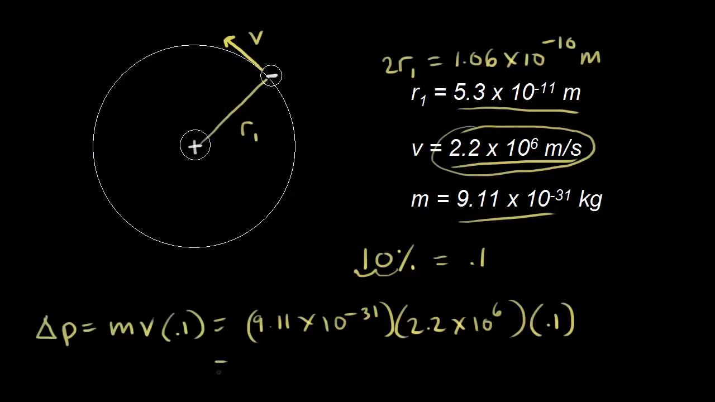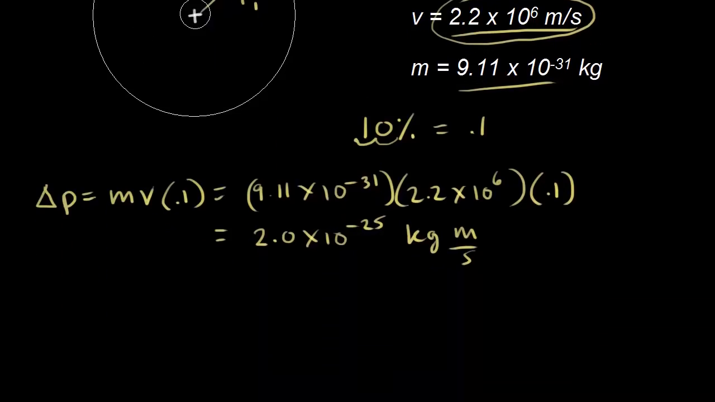So the uncertainty in the momentum is 2.0 times 10 to the negative 25. And the units would be, this was the mass in kilograms, and the velocity was in meters over second. So kilograms times meters per second. All right, so this is the uncertainty associated with the momentum of our electron. So let's plug it into our uncertainty principle here.